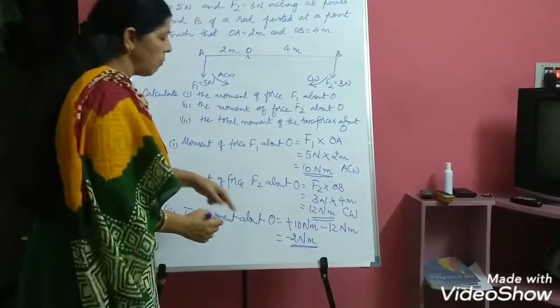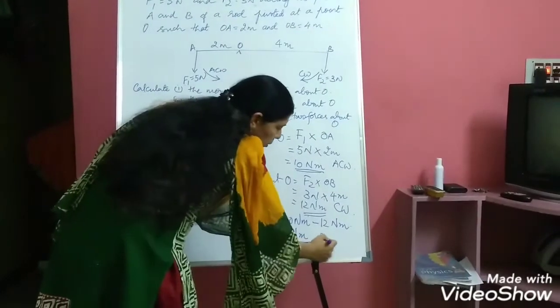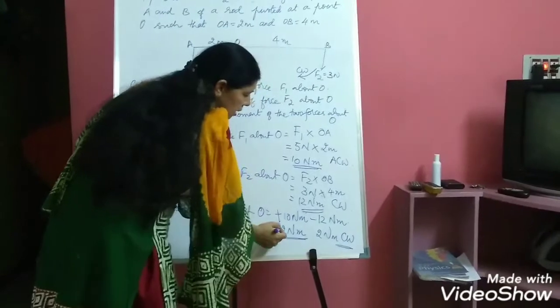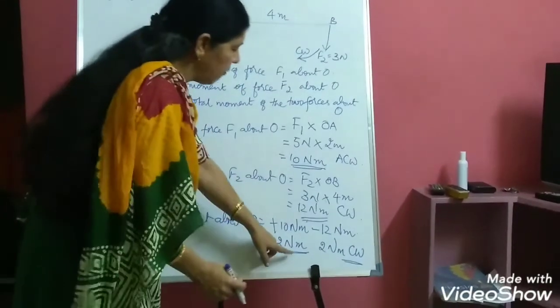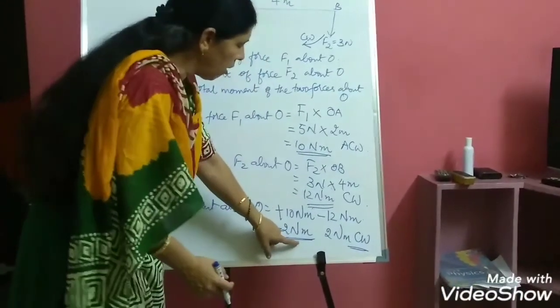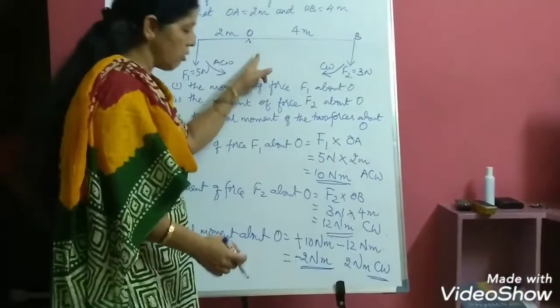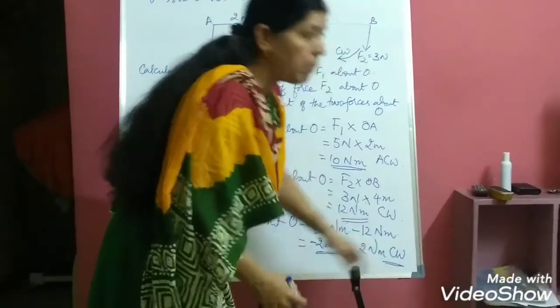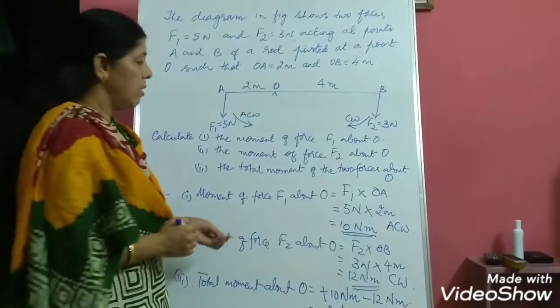Minus 2 Newton meter is nothing but 2 Newton meter clockwise, because the minus sign indicates that the body will have clockwise rotation. So the total or resultant moment acting on this rod will be clockwise, and it should be indicated as 2 Newton meter clockwise. This is the solution.